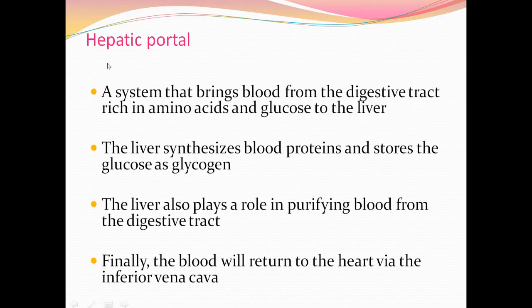There's another system that is a modification. This is called hepatic portal circulation. The hepatic is the liver. All this does is take blood from the organs in your digestive tract that has amino acids and glucose, and take it to the liver. It's going to do two things. One is take the amino acids and make proteins that are important in our blood. It's going to take glucose and make glycogen, which is a way we store glucose.